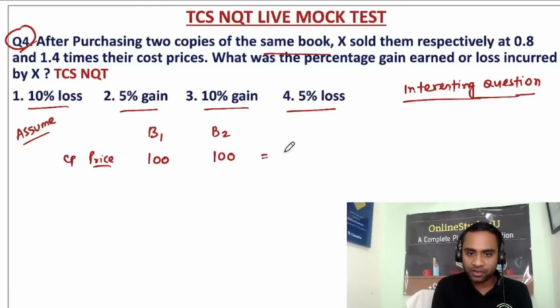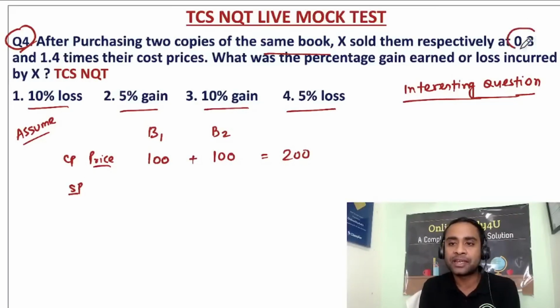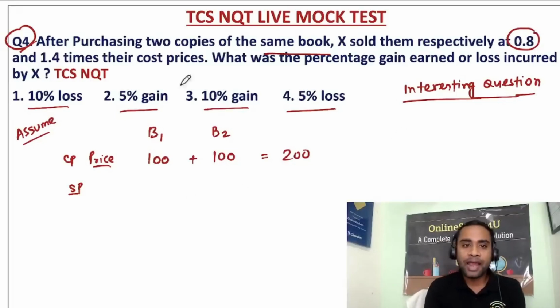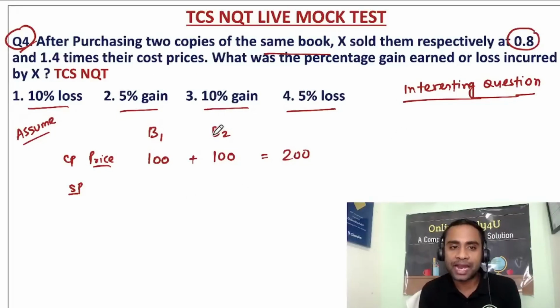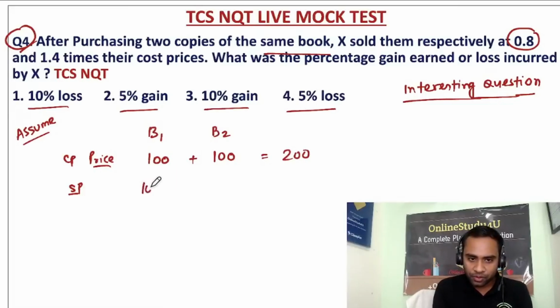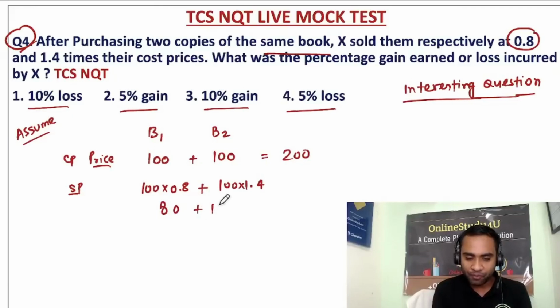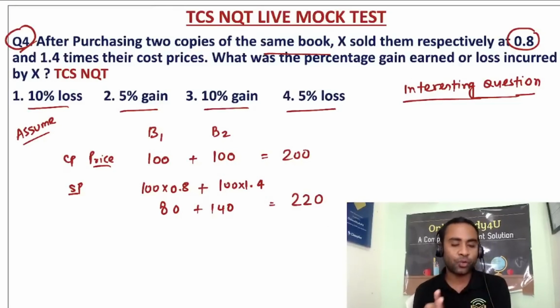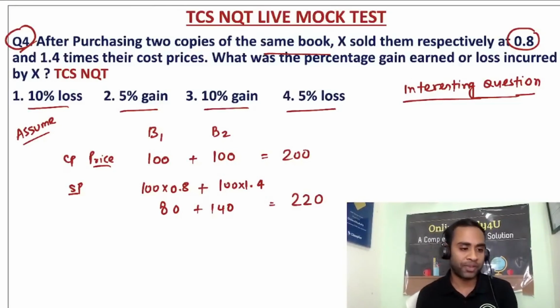Now this is the cost price. Total cost price is what? 200 rupees, right? Book one 100 rupees, book two 100 rupees. Now what they're telling in the question: X sold them respectively at 0.8 and 1.4 times their cost price. So this will be 80 and this will be 140. So now the total selling price is 220 rupees. Now one thing you have to keep in mind.